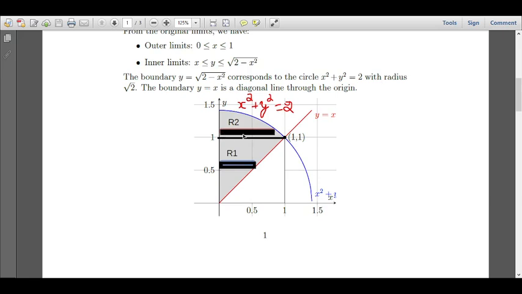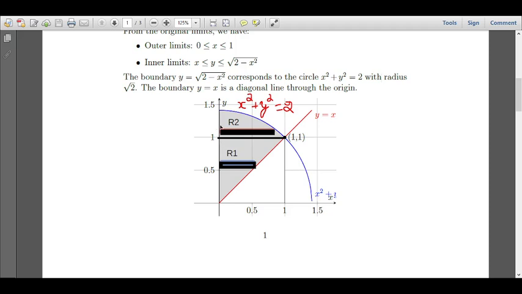Now how to find the limits corresponding to region 2? Same thing, draw the horizontal strip in the region and identify where it enters and leaves. It enters at x equal to 0 and leaves at, since x square plus y square equal to 2, x square equal to 2 minus y square, therefore x equal to plus or minus root of 2 minus y square. But this is in the first quadrant, so we take x equal to root of 2 minus y square. So x varies from 0 to root of 2 minus y square and y varies from 1 to root 2, that is 1.414, the maximum radius.